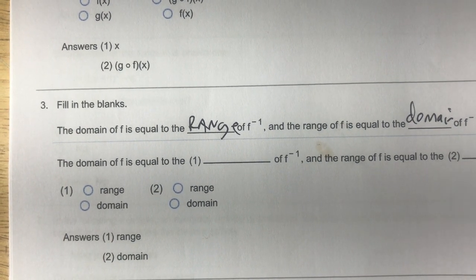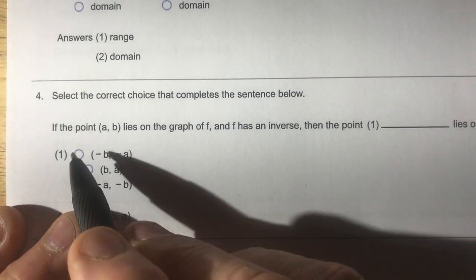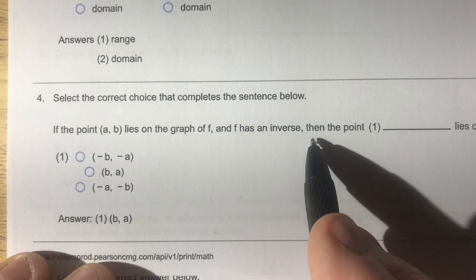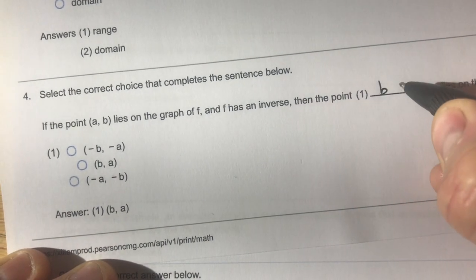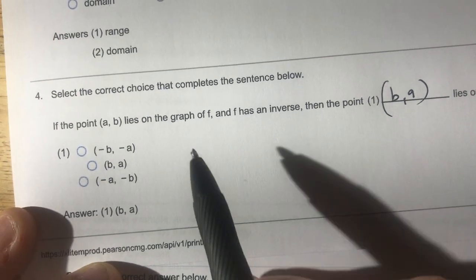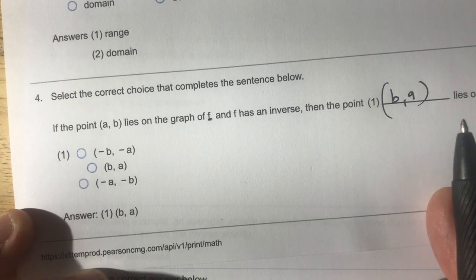Okay? And then number 4 here. If the point (a, b) lies on the graph of f, and f has an inverse, then the point, all right, we switch them, (b, a), would be on the inverse. So if (a, b) is on the function, (b, a) would be on the inverse. Okay?